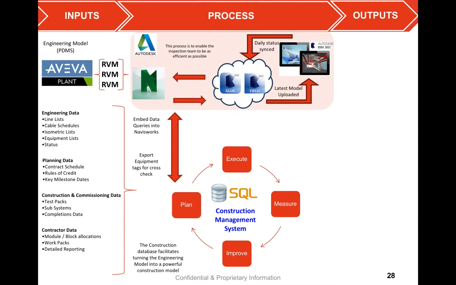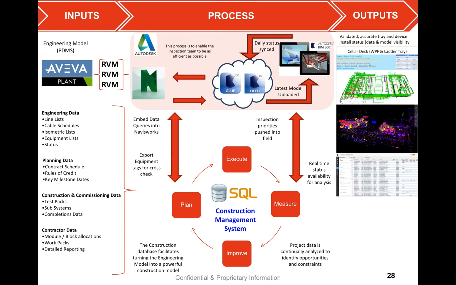This is the process that is fully embedded in the Autodesk product suite. Again, it's a push-pull. We're pushing in priorities that we want our field guys to go and check, and we're pulling the real-time status back into our system for analysis. All of this data was continuously analyzed on a daily basis with the provision of identifying really what cables could be pulled and where was our termination availability. So the outputs of this, we have a fully updated status model and all the data that comes with it.